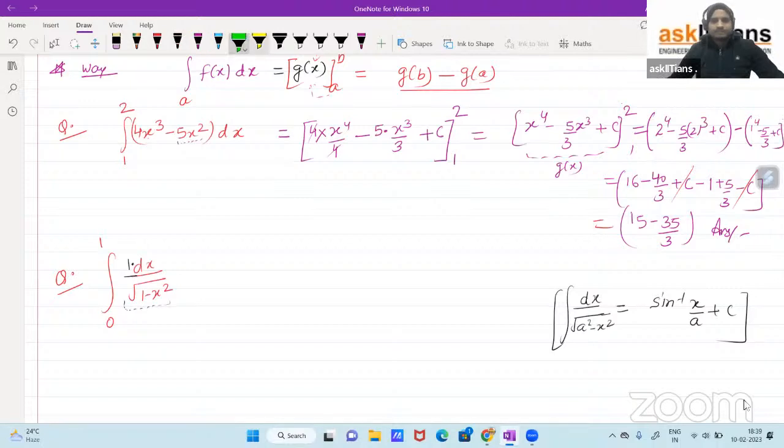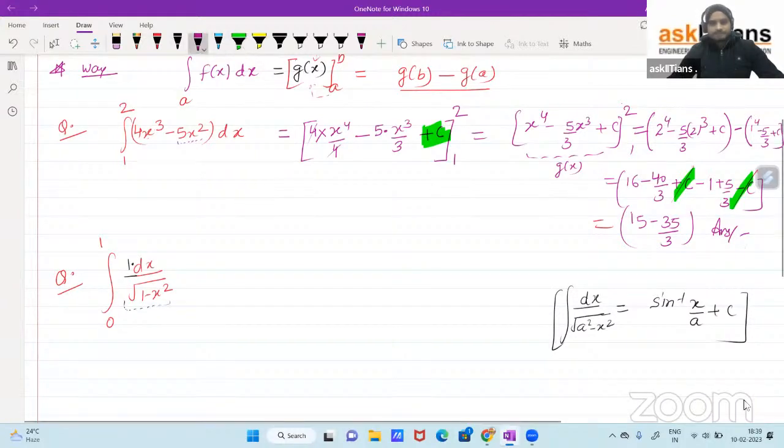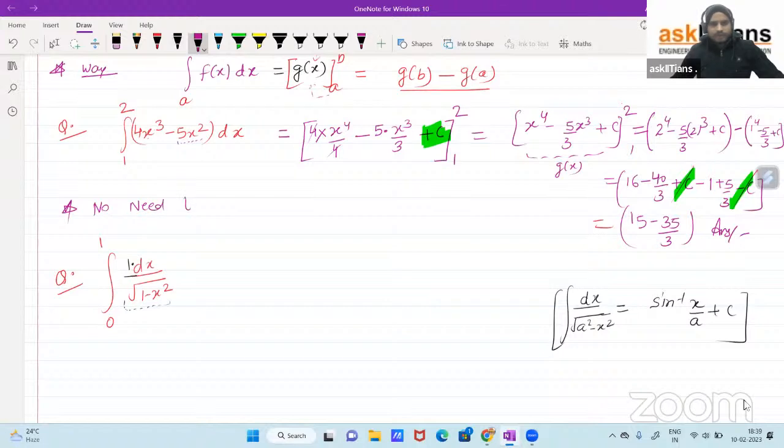Now, one more thing. In calculation of definite integration, there is no need to write this c. No need to write. Why? Because this c is cancelled here. You can mention this point: no need to write c in definite integration. Why? Because it will be cancelled when you put the limit.